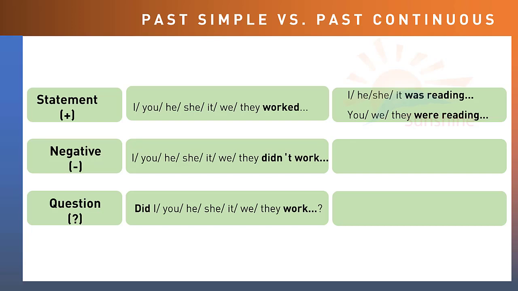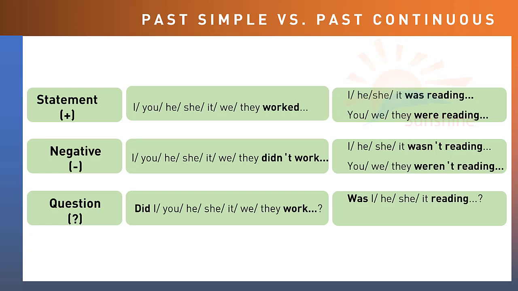For a negative statement, the singular subject, I, he, she, or it, wasn't reading. The plural subjects, you, we, and they, weren't reading. For a question, we use was or were before the subject. Was I, he, she, or it reading? Or were you, we, or they reading? You will notice that the structure of this is extremely similar to present continuous. The only difference here is that the verb to be is in the past tense.